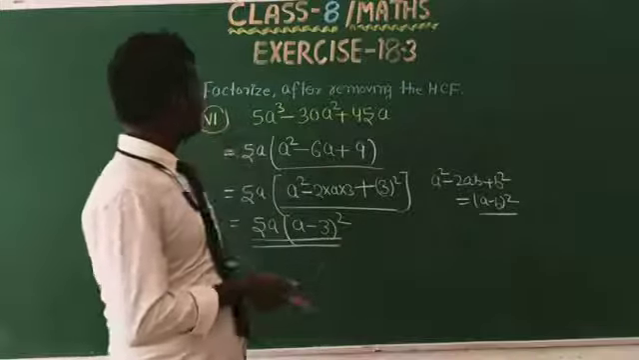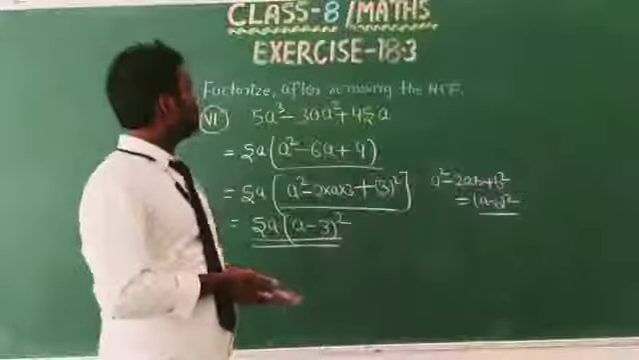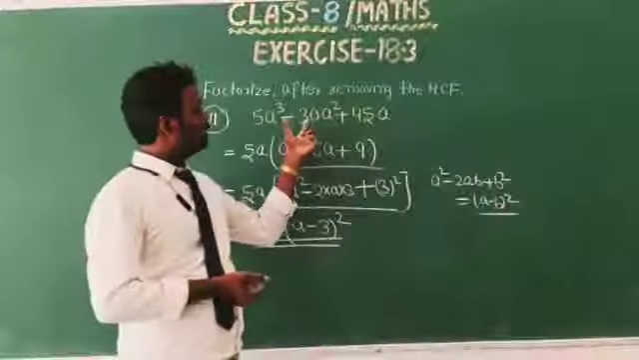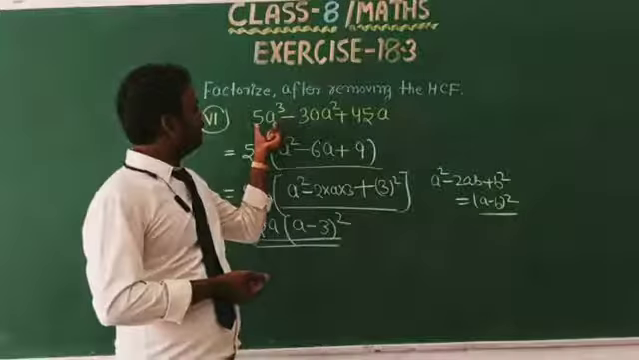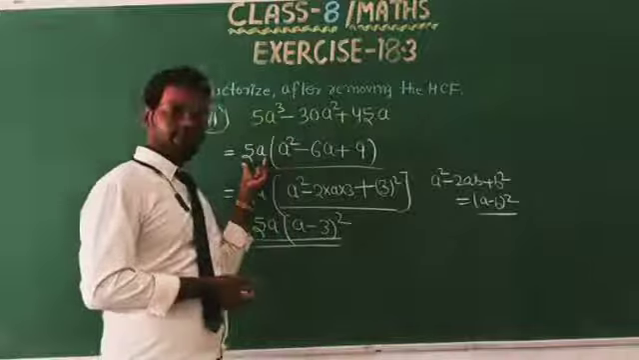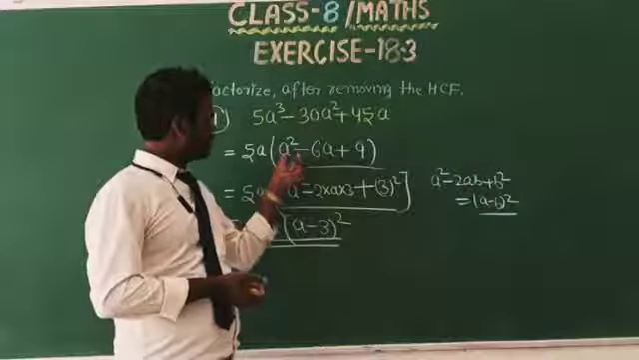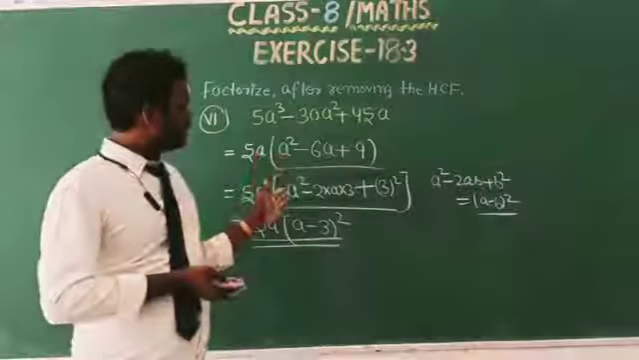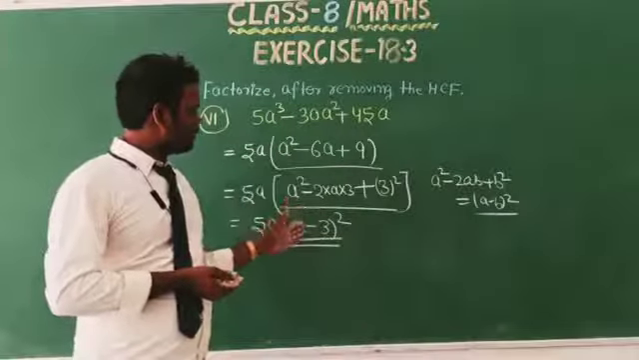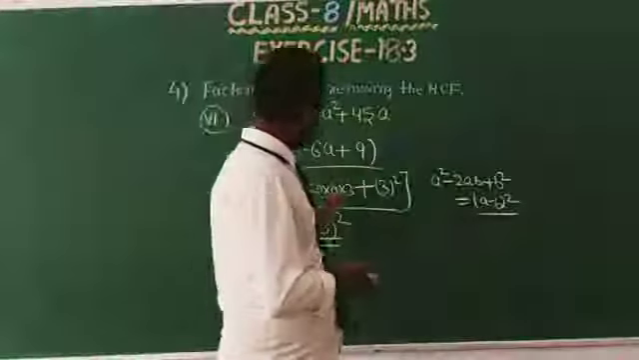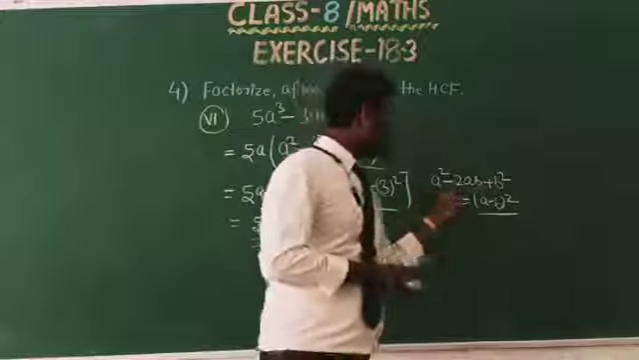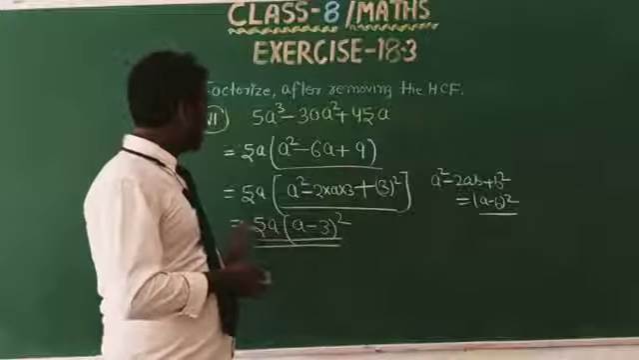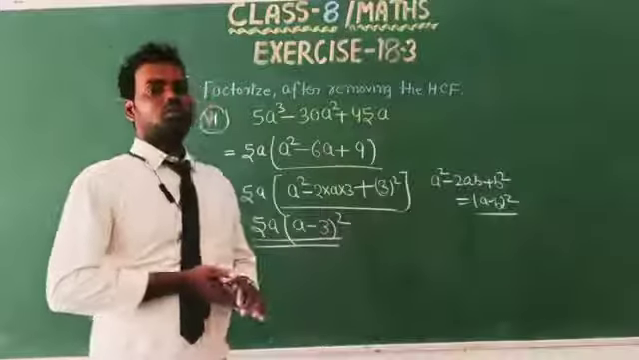To summarize, first I take out the HCF from all three terms. So this is 5a, and the remaining is a square minus 6a plus 9. This expression is written in the form of the identity a square minus 2ab plus b square. So finally we get 5a into a minus 3 whole square.